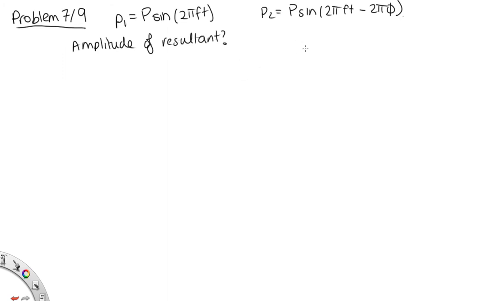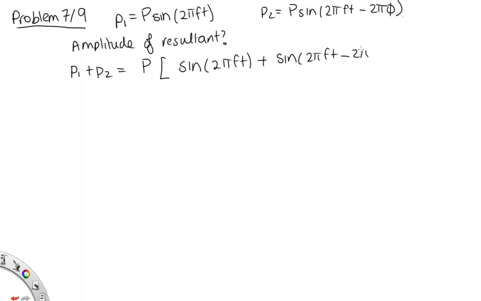Well, the first step is to work out what the resultant wave is. So to get the resultant, we just need to add these two together. P1 plus P2 is equal to P, that's a common factor, sine 2 pi ft plus sine 2 pi ft minus 2 pi phi.